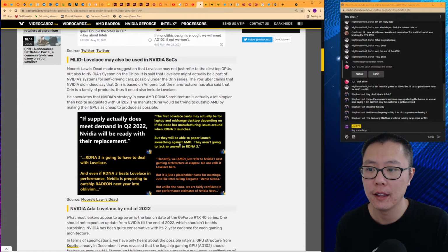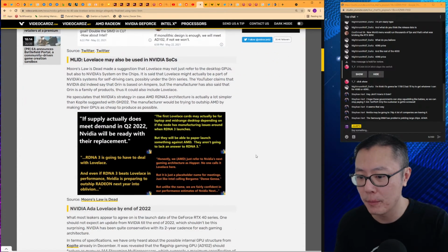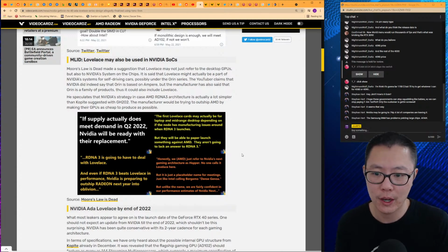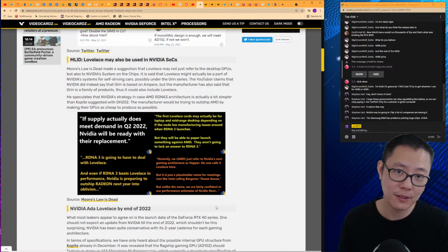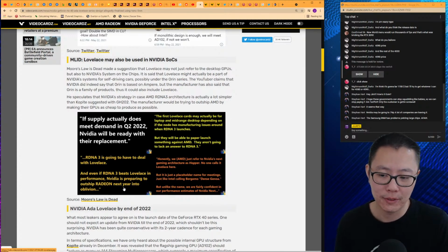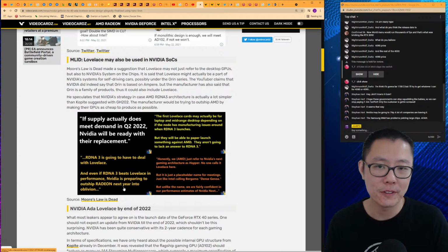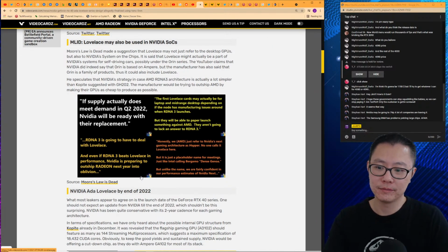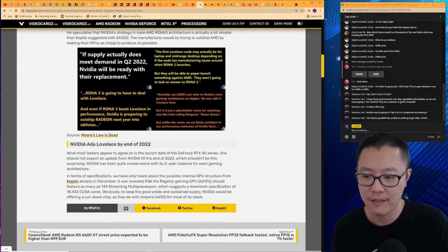Okay. So there are some comments here by Moore's Law Is Dead. And it's more his comments on the situation rather than actual information, because he says things like, well, RDNA 3 is going to have to deal with Lovelace. Well, yes, it is. And also, Nvidia is preparing to outship Radeon next year into oblivion. Well, yeah, we saw that with Ampere as well. So this is something that's already happening right now. But yeah, that's Moore's Law Is Dead stuff.